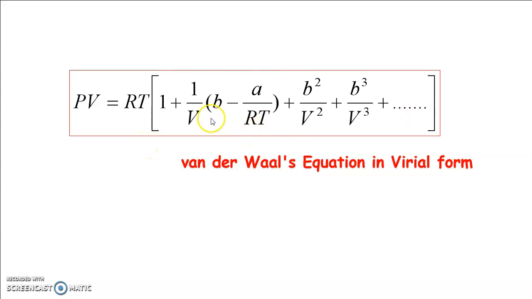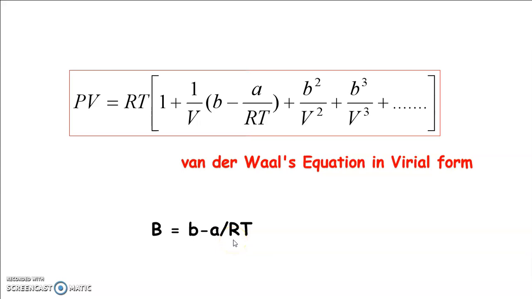Here for capital B it is b minus a by RT, and then for capital C, the third Virial coefficient, we have van der Waals constant b square. By that we derived the van der Waals equation in Virial form. From this equation, the second Virial coefficient B equals b minus a by RT.